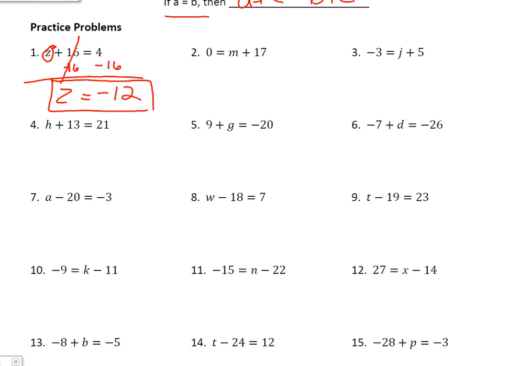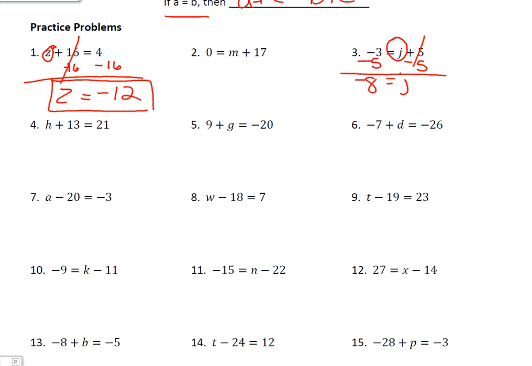So when I look at number 3, my letter here is J. Okay? And what they did to J was they added 5, because that's on the same side with the letter. So if they added 5, the opposite of adding 5 is to subtract 5. And I subtract 5 from both sides of the equal sign. Okay, our 5s cancel.